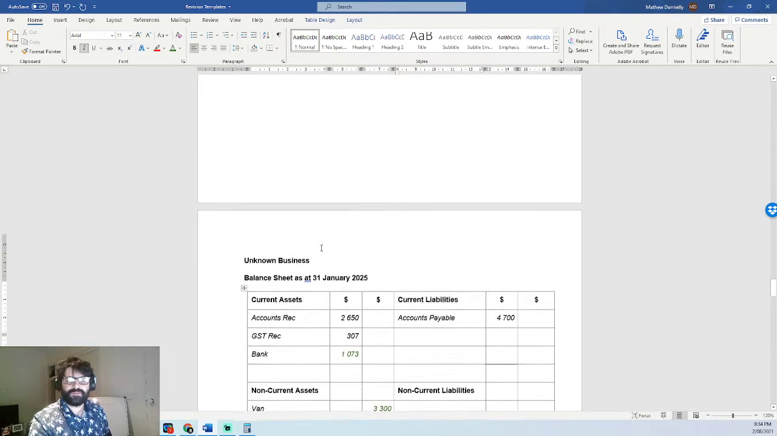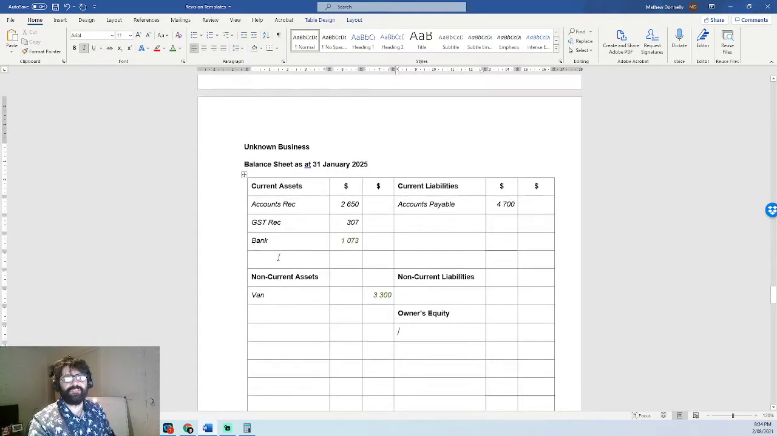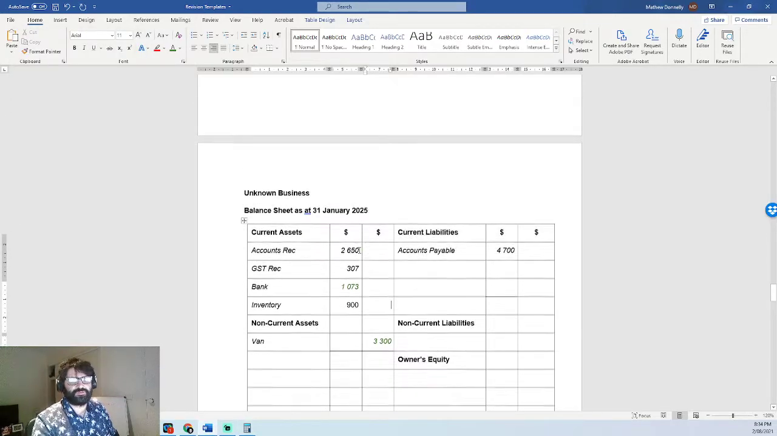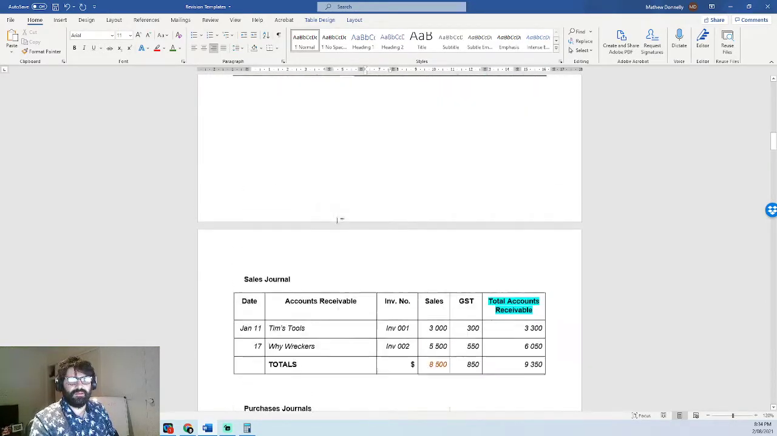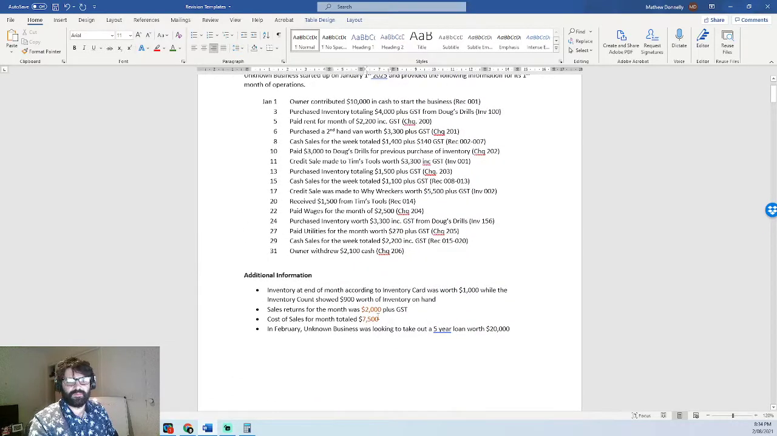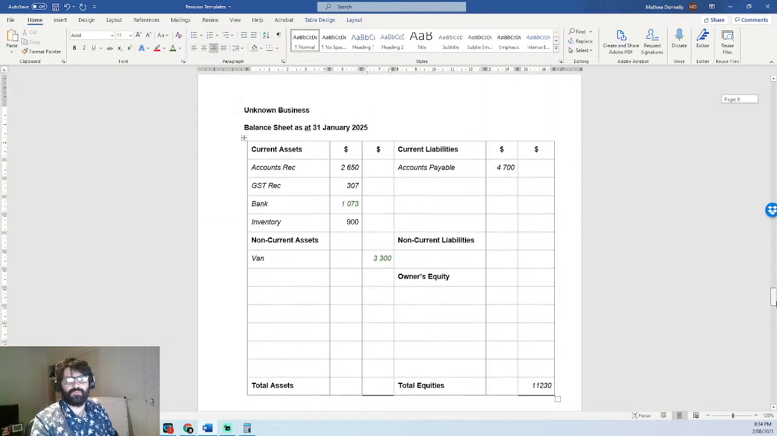that's interesting. Sorry, I'm just having a look at something. Inventory. I missed inventory. Inventory, and that was given to us beforehand. Oh god. I can't even inventory correctly. There we go. That was given to us beforehand. So we've got our inventory here. That was in the extra information. If you have a quick look up, you'll be like, oh yeah, there it is. See? 900 worth of inventory on hand. And we always go with the inventory on hand. Little pro tip there. So now we need to do the owner's equity.